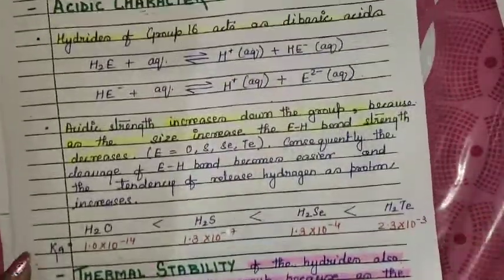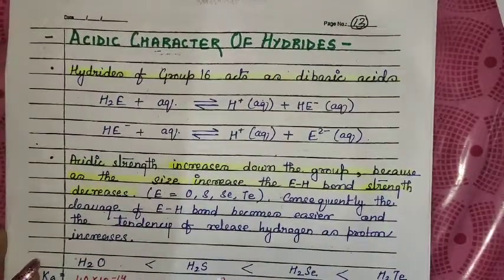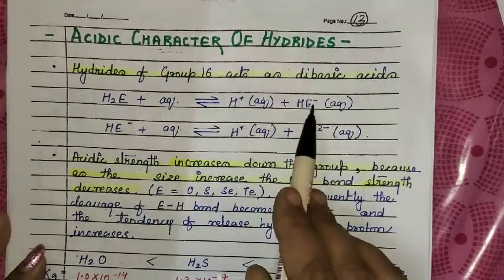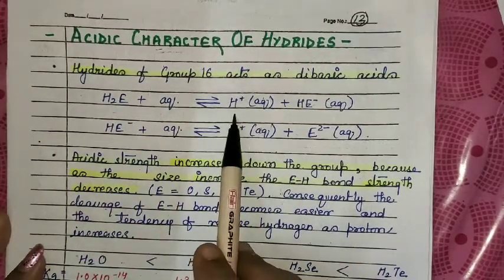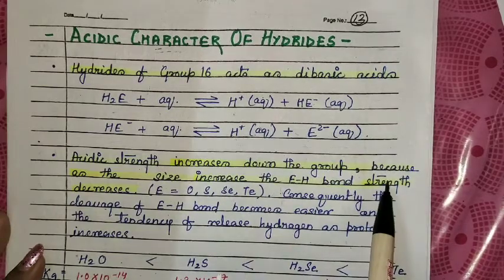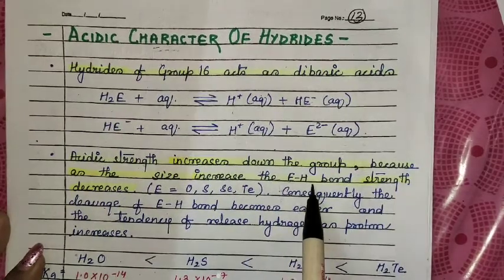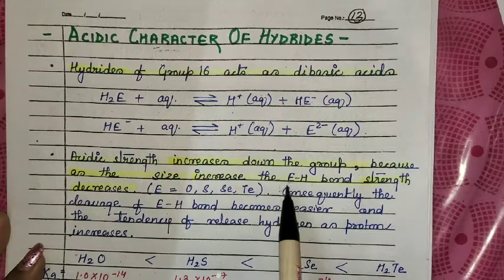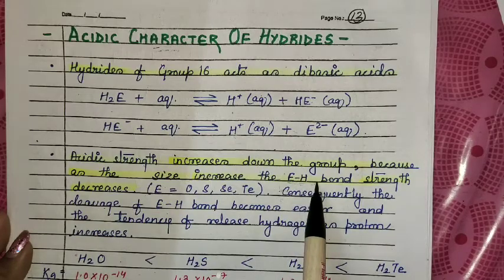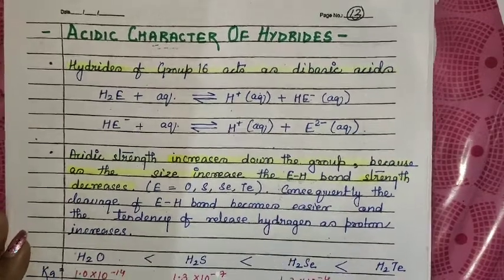If we talk about the acidic character of hydrides, hydrides of group 16 act as dibasic acid. This is clear from this equation. It first releases one H+, then again releases one H+. The acidic strength increases down the group. The reason is that the E-H bond strength decreases. The size of E increases and E-H bond strength decreases. The release of hydrogen becomes easy, and when the release of hydrogen becomes easy, the acidic character increases.